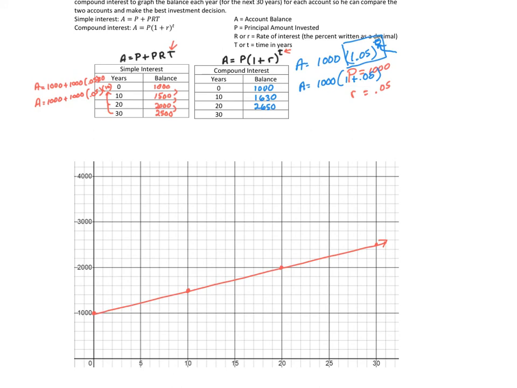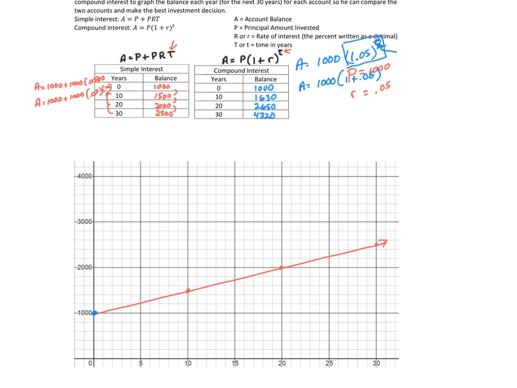So for now, we're going to put 30 in there. So let's go to 30. With the exponent 30, I got $4,321.94. So let's just say 4,320. Okay, now if I'm plotting just those points, they start at 1,000, just like the other one.